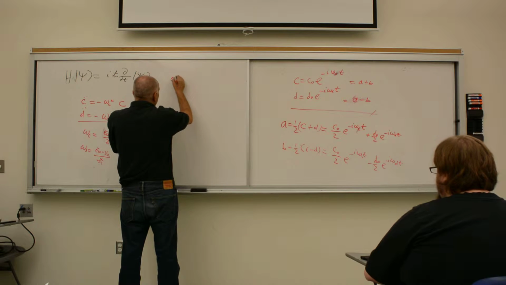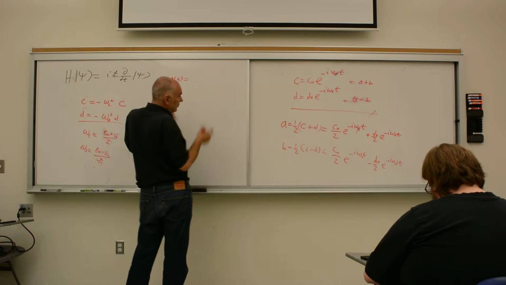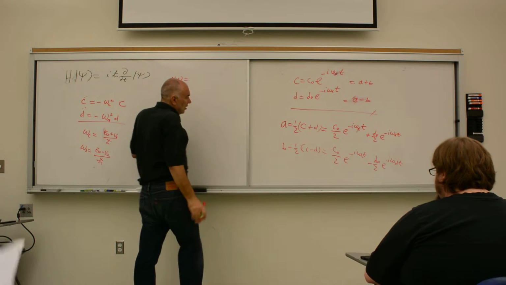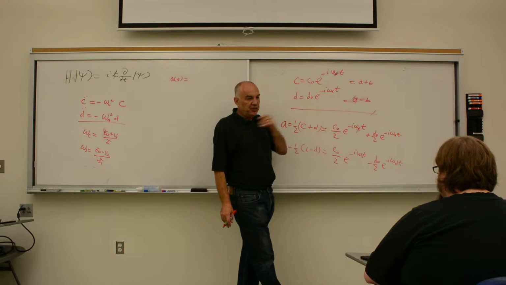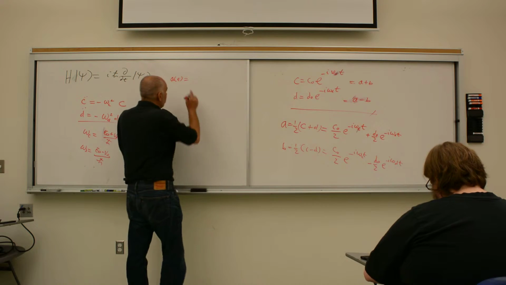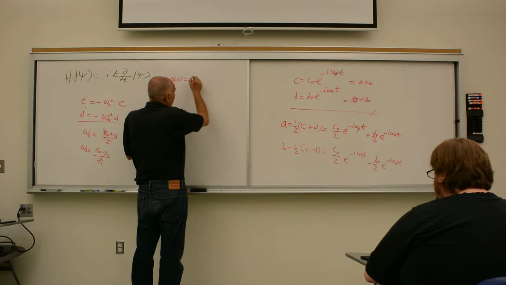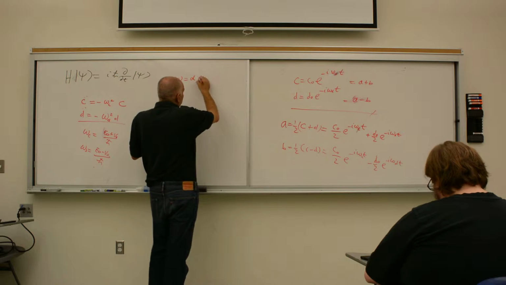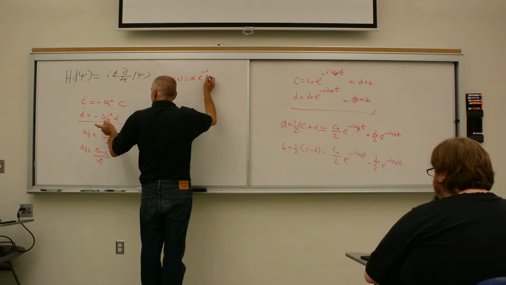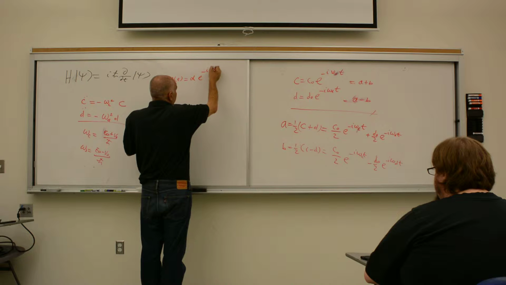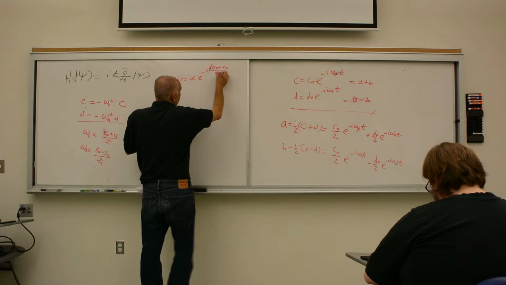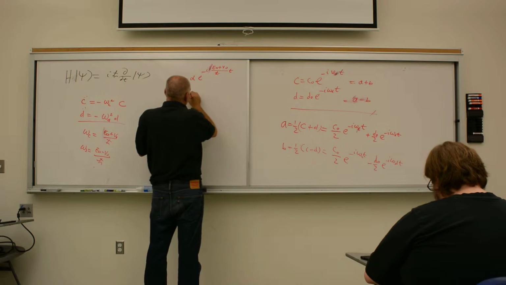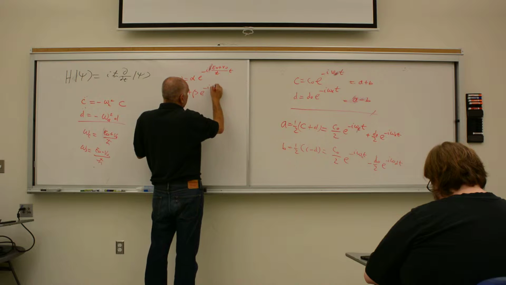So then A of t is, I can absorb this 1/2 into the constant, so I don't need to worry about it. So I'm going to just put this alpha e to the minus i (E0 plus B0) over h bar t plus beta e to the minus i (E0 minus B0) over h bar t.